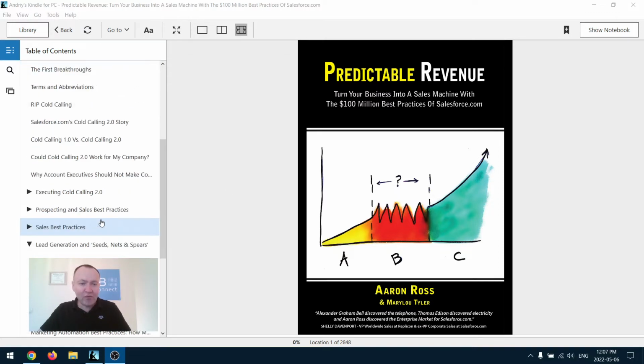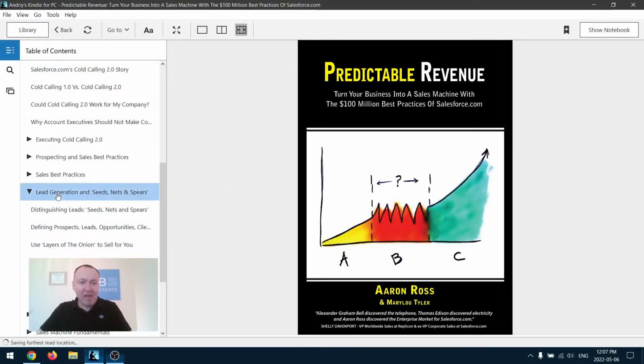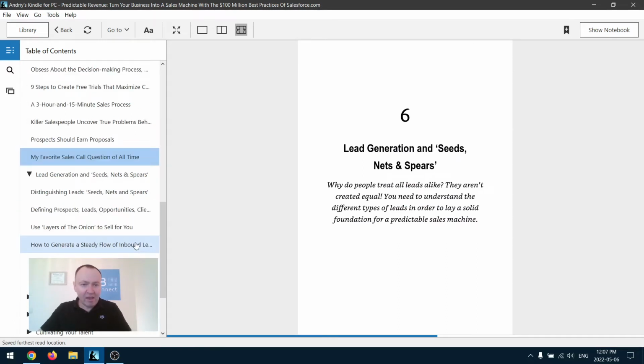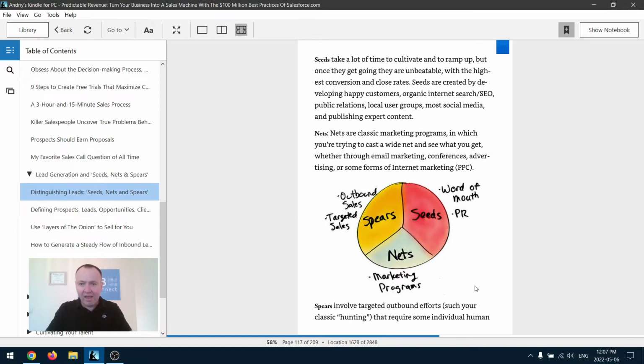Now let's go to the first great idea, big idea, and it's about lead generation. It's in chapter 6, not chapter 1, and it's illustrated in this graph. So as I mentioned, and what Aaron says, there are 3 ways to generate leads. There are seeds: word of mouth, personal relationships. So this is what I mentioned in stage A, where company founders reach out to their network, and that's how they generate leads, and that's how they get their first sales.